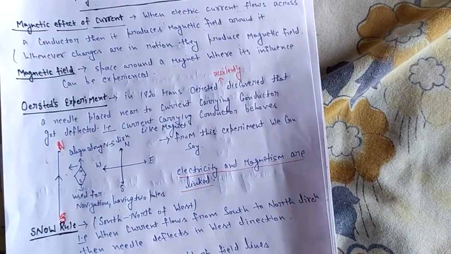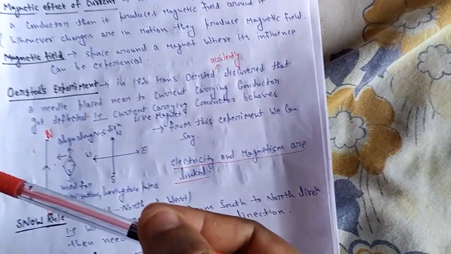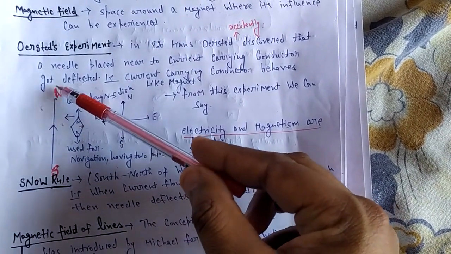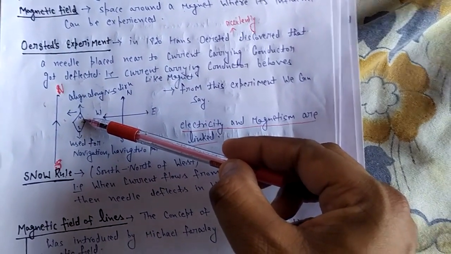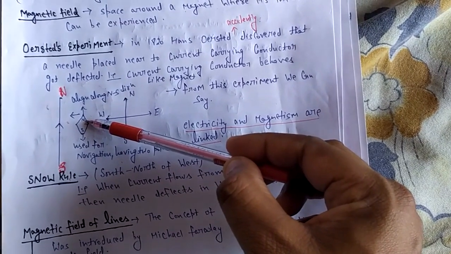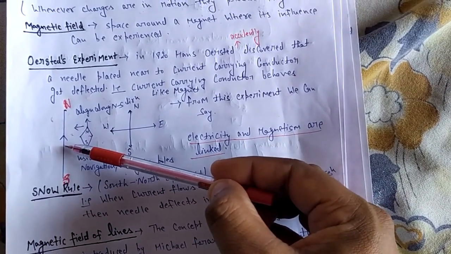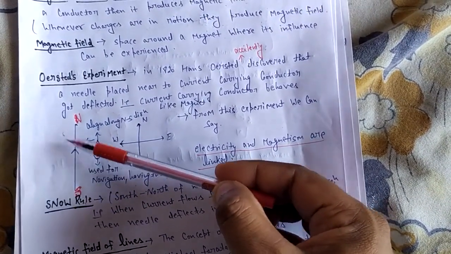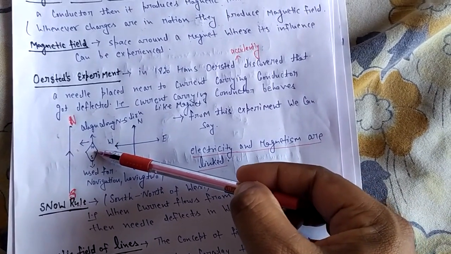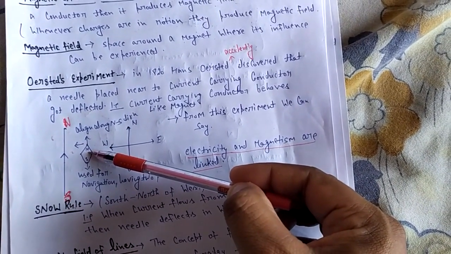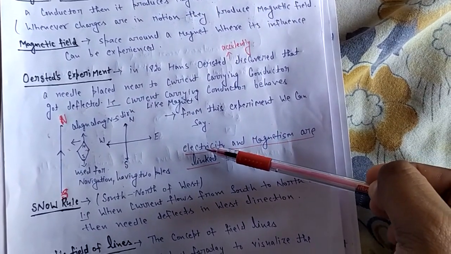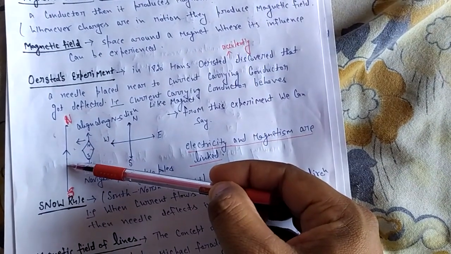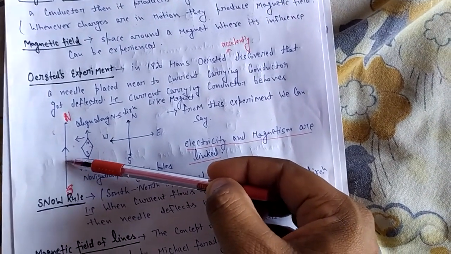In 1820, a scientist named Hans Oersted accidentally discovered that if we pass current through a wire and place a magnetic needle near it, then it gets deflected. Why is it so? Because when current passes through the conductor, it produces a magnetic field around it, and due to that magnetic field, the needle gets deflected. With the help of Oersted's experiment, we came to know that electricity and magnetism are both interlinked. It means with the help of electricity, we can generate a magnetic field.